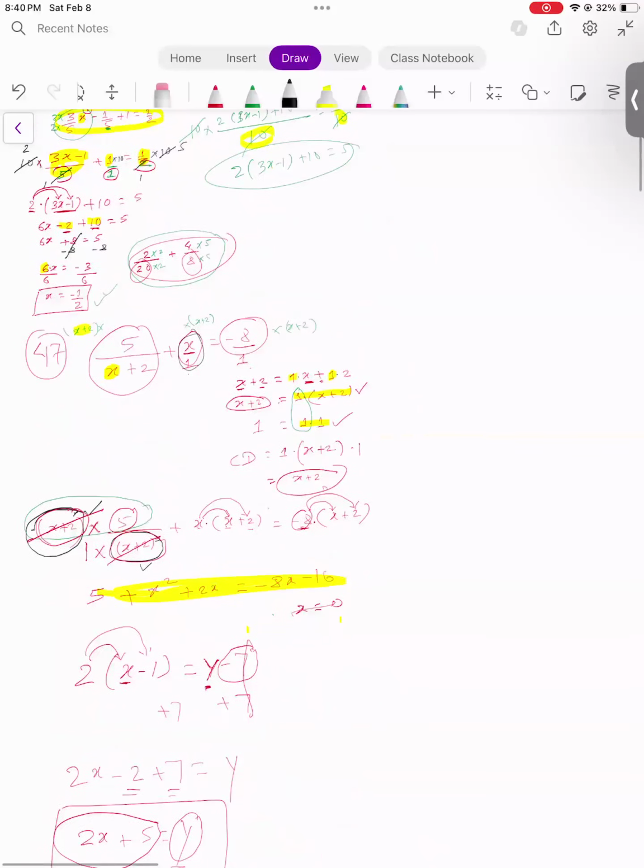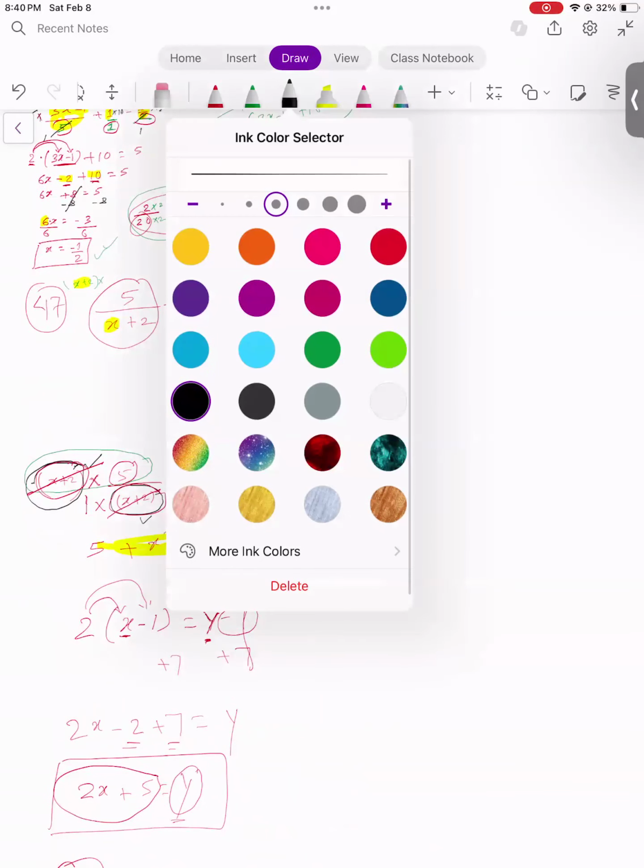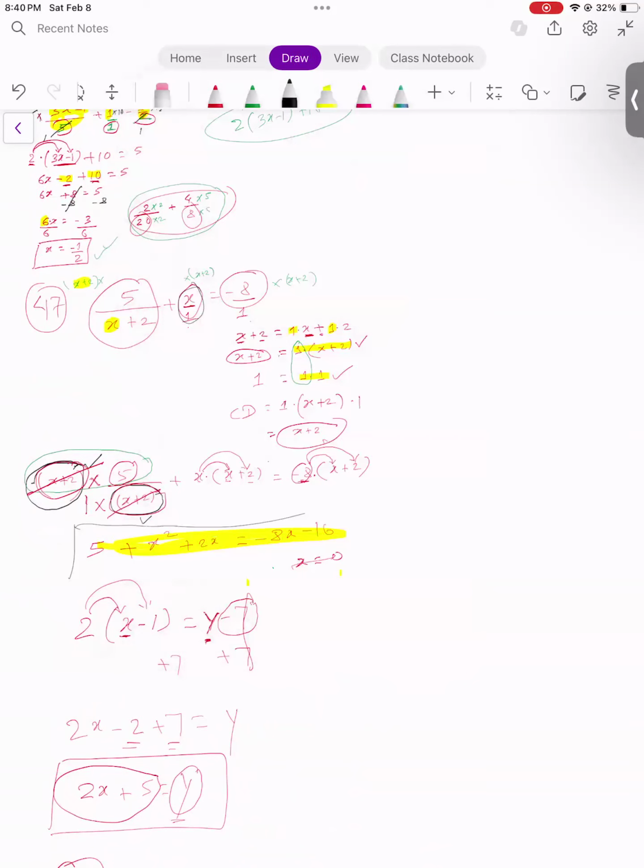Okay. Now this was the part of 47. I think now from here, do you think you will be able to solve this 47 from here? This is the quadratic equation, right? Now, will you be able to solve this equation? I mean, you can use the quadratic formula or factorization or completing square method.